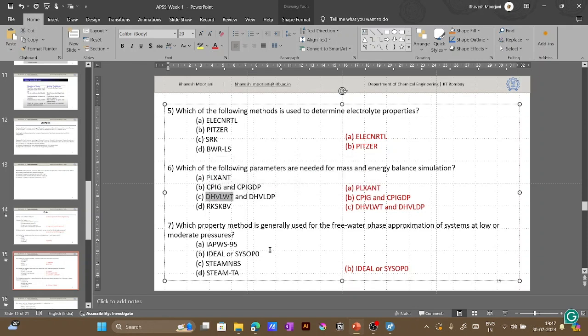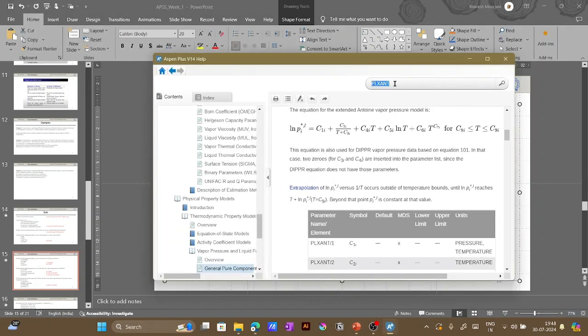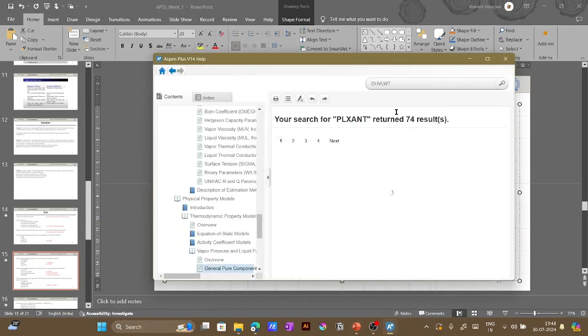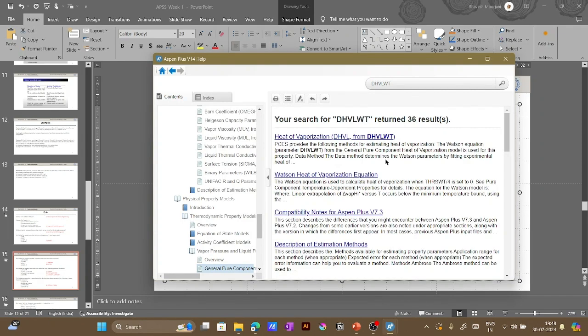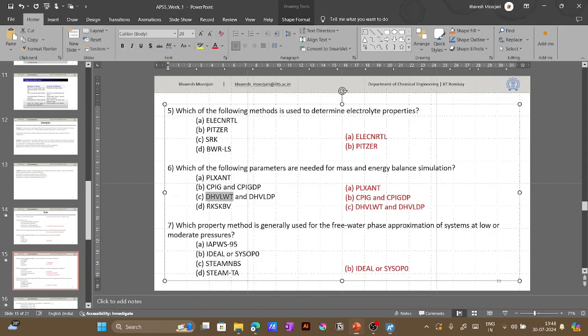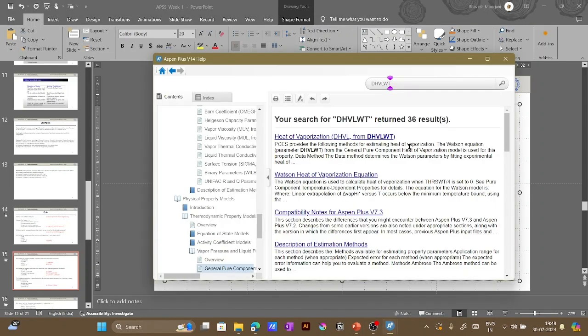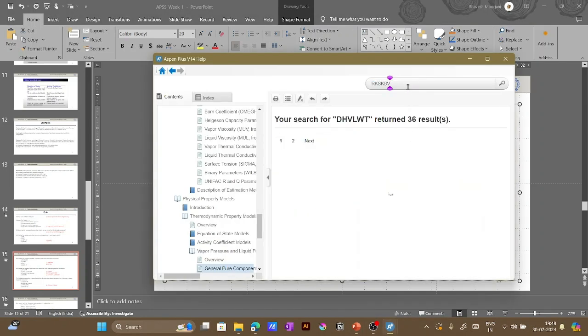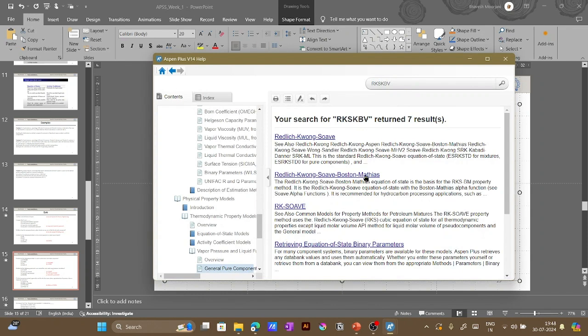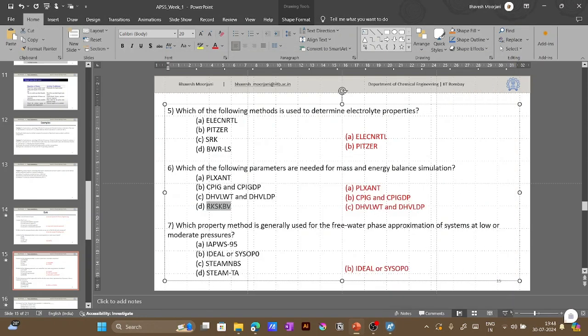Then you have this part, DHVLWT. Again I don't know what that is. So if you do a search, yeah, that is heat of vaporization. That is obviously needed when we are doing a heat balance calculation. But this part, option D, what does it say? It is RKS KBV. So this is some sort of equation of state method, and that is not needed, like that is not a parameter, right? So it's a method. So your answer is ABC.